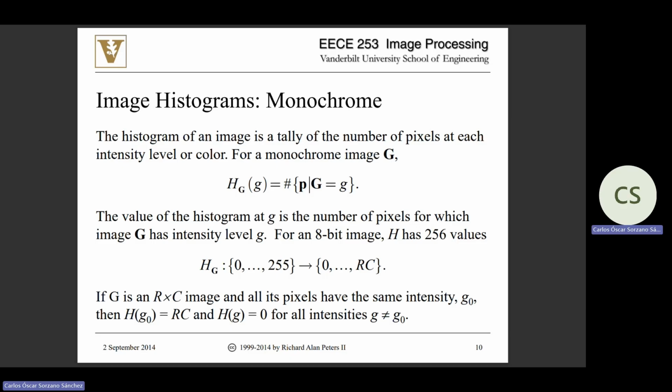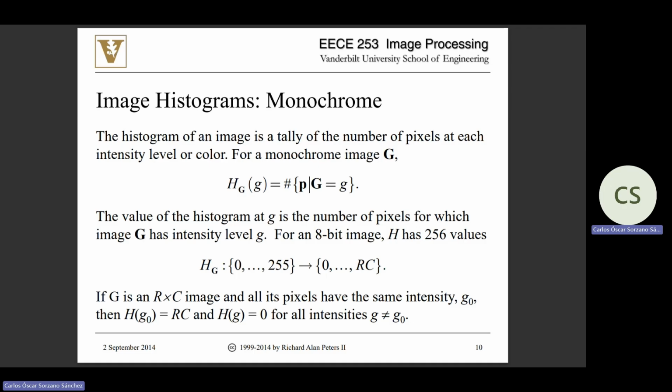Okay, very good. Then a histogram is simply counting. So it is the histogram for a gray image, and the value at G is the number of pixels. So this is the cardinality of a set, and this set is all those pixels such that the gray value at that location is this value. That is the way to read that.